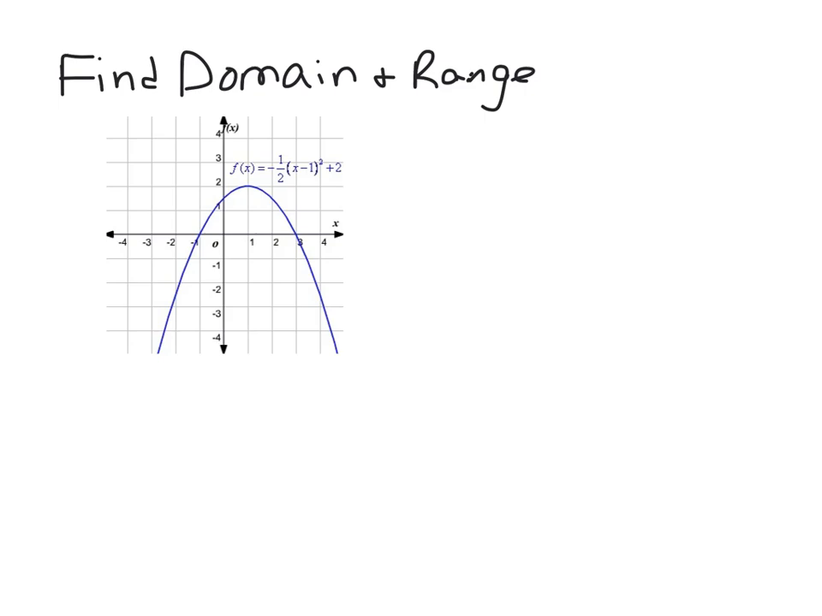We've been asked to find the domain and the range of this quadratic graph. So I'm just going to go ahead and write "Domain Robot", because that's how we read our domain and our range of continuous graphs. And this just tells us that domain is read left to right and range is read bottom to top.